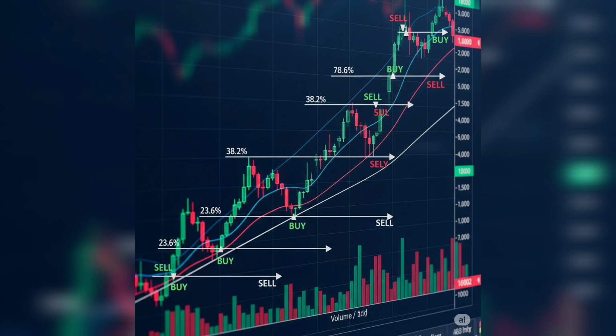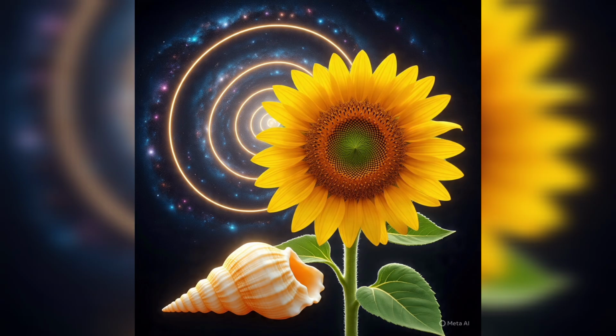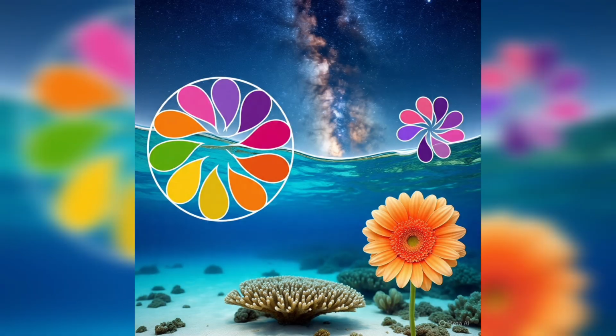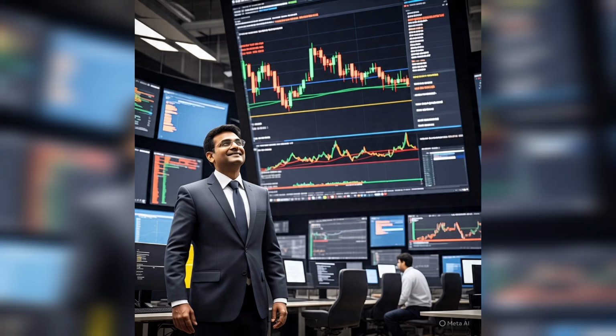Fibonacci in nature. Now you may ask, why does this work? Because Fibonacci is not limited to mathematics. It is seen everywhere in nature. The spiral of a seashell, the sunflower petals, pine cones, and even galaxies follow the Fibonacci spiral. And since stock markets are also driven by human psychology and natural patterns, these ratios repeat themselves in price charts too.